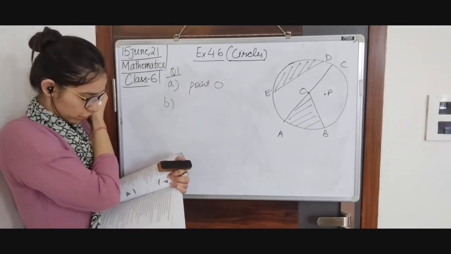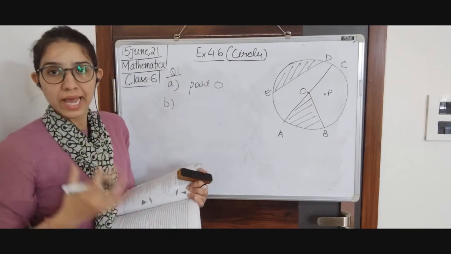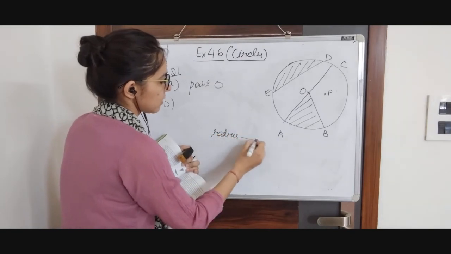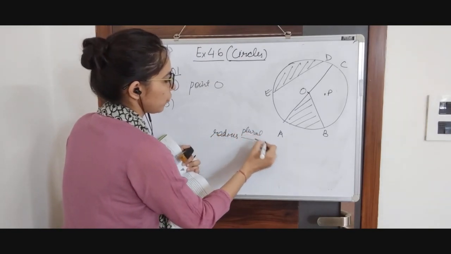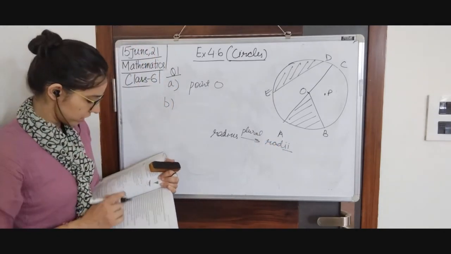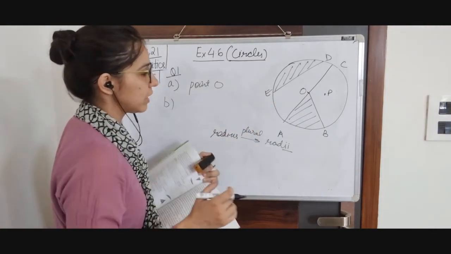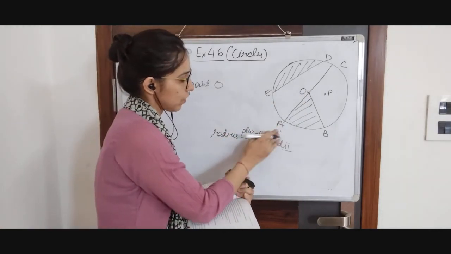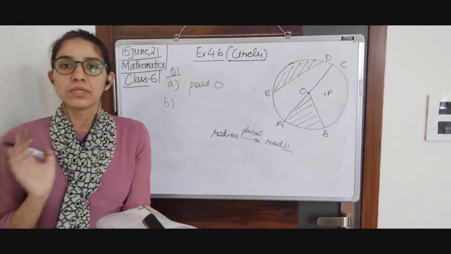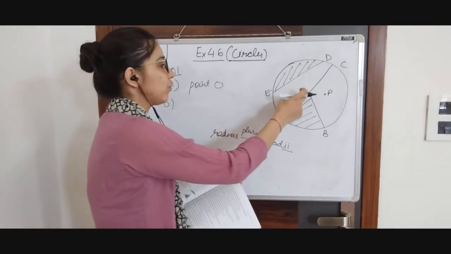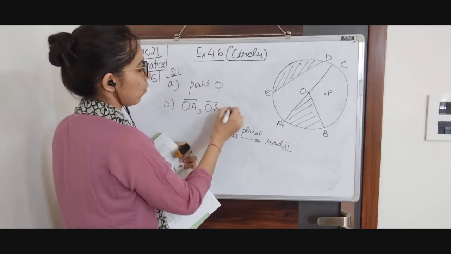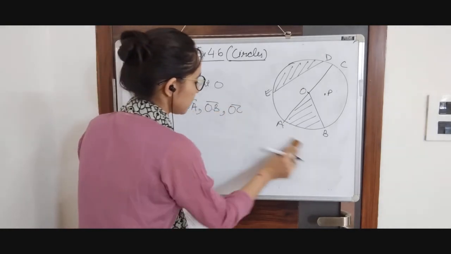Next, we have to tell three radii. Radii is the plural form of radius, R-A-D-I-I. We have to tell a line segment joining the center of the circle to any point on the boundary. In this figure we have OA, then OB and OC. These are all radii of this circle.